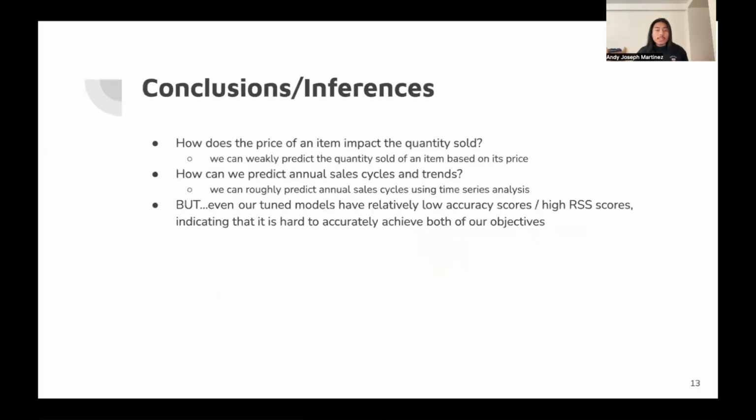Now for our conclusions, let's go back to the questions we asked in the problem statement. Mainly, how does the price of an item impact the quantity sold? This is a little difficult to model because prices are non-continuous, but we saw that generally, as the price increased, demand for that item decreased.